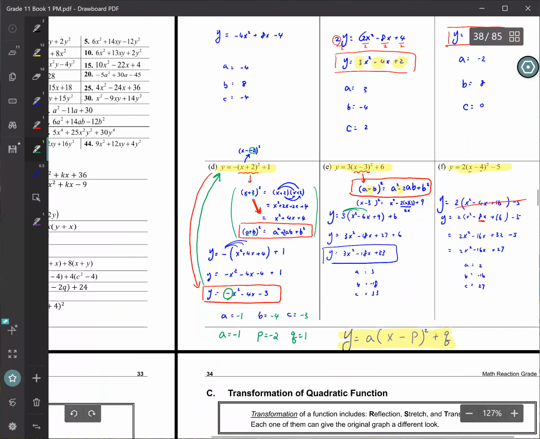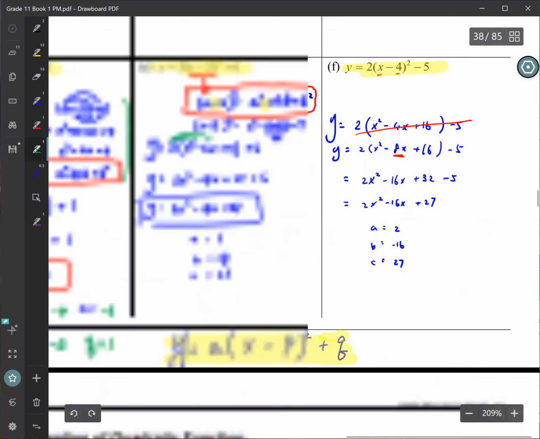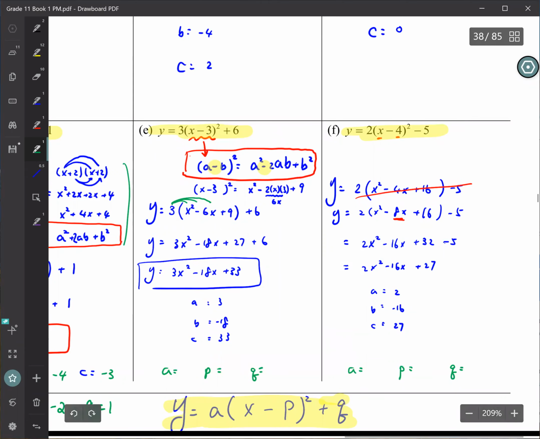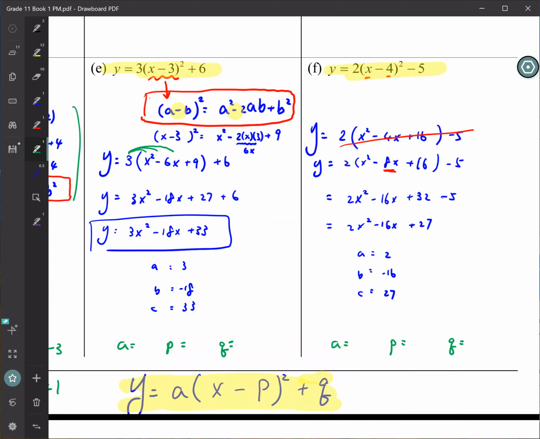So I would like you to try APQ for the next two as well, okay? So please write out APQ for each one. And when you finish, you can raise your hand, okay? Just write down the value, nothing to do. Just look at the form, write out what they are, okay? APQ. Okay, please raise your hand if you finish writing APQ.